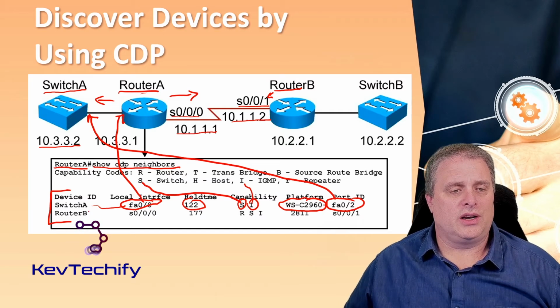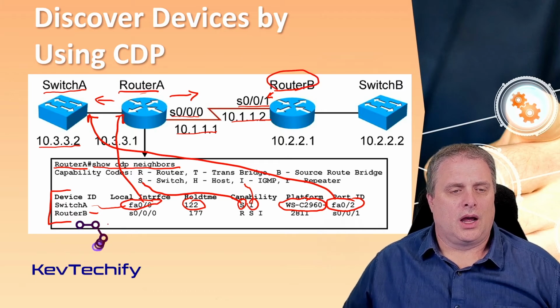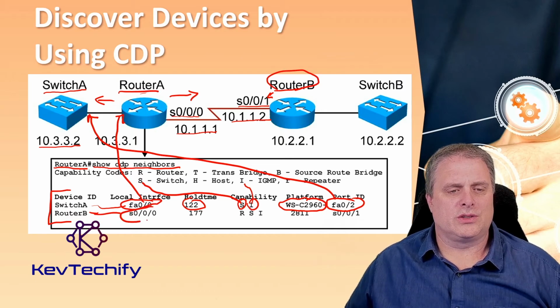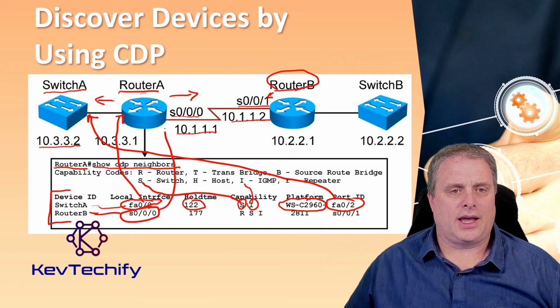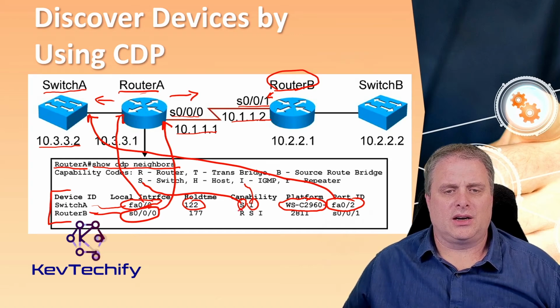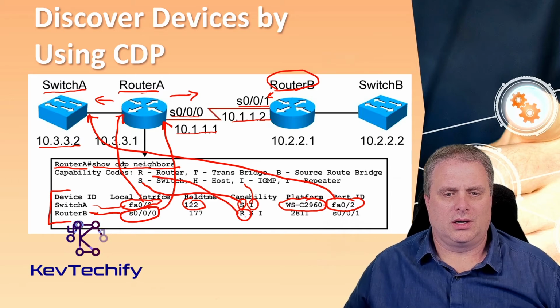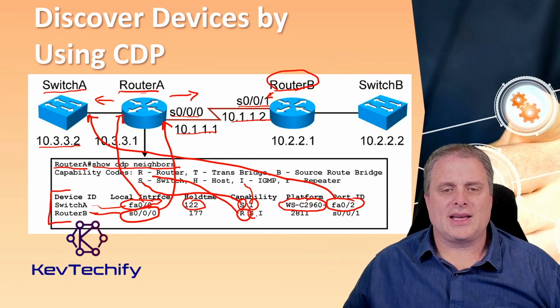Now, the next one here is router B. So we're looking at this device right here. Our local port is serial 0/0/1. That is right here on our router A, because that's where we're running the command from. Our capabilities here are, we have an R, meaning it's a router. S, I don't think that should be there, so we'll just cross that out. And then I, once again, that we're running IGMP.